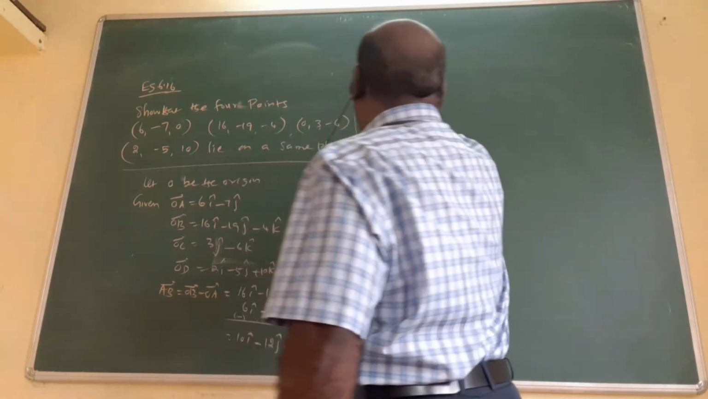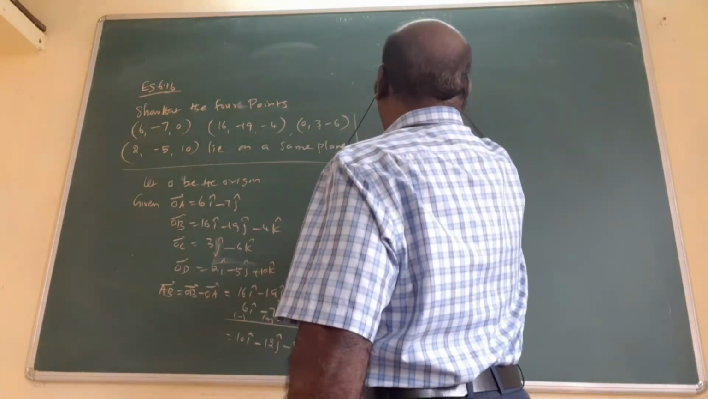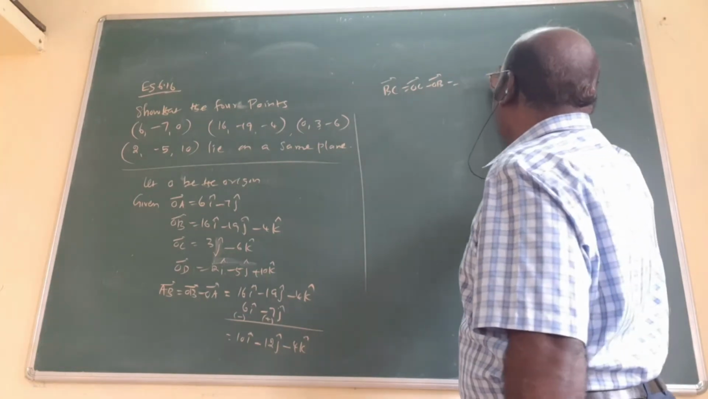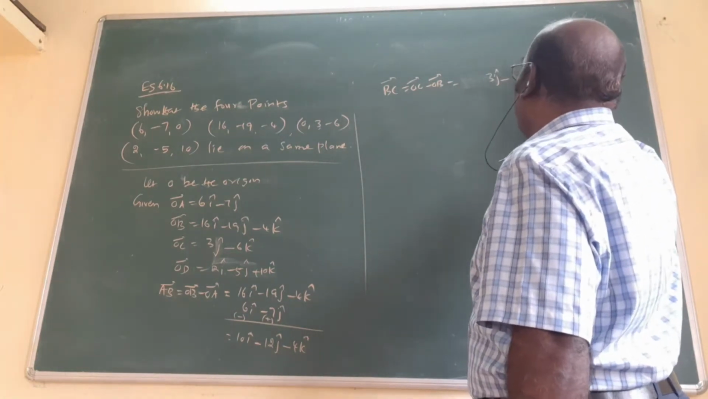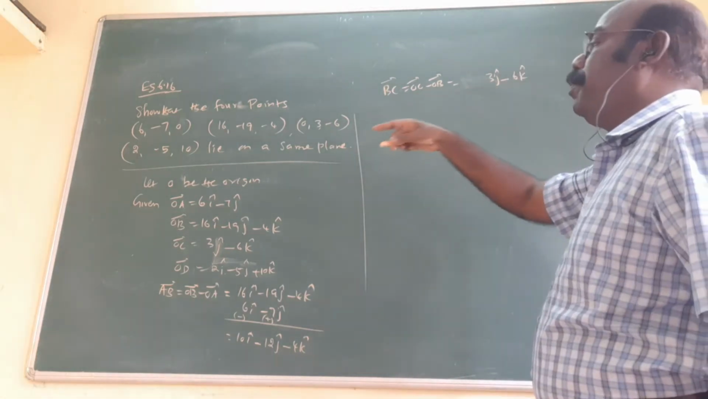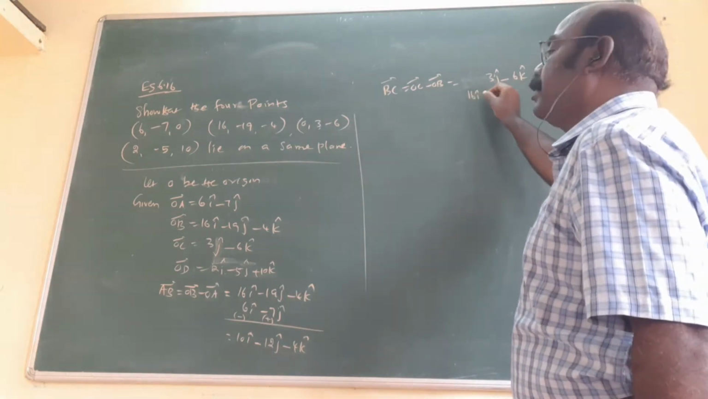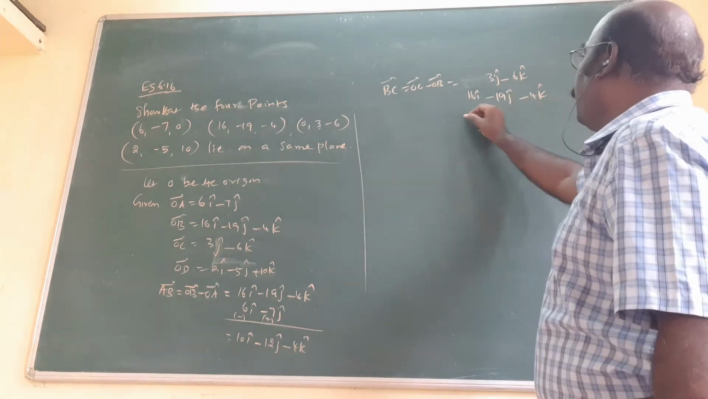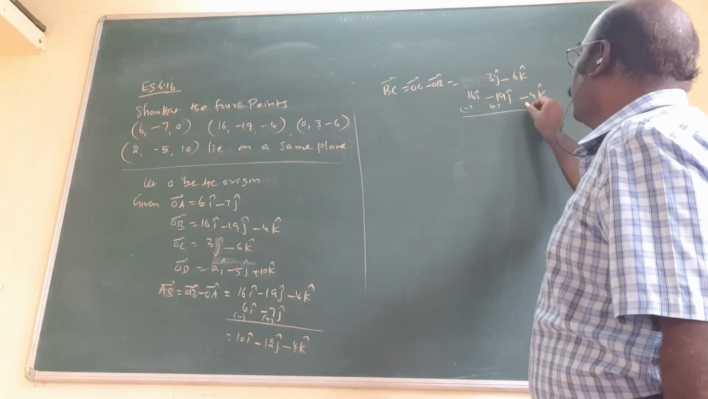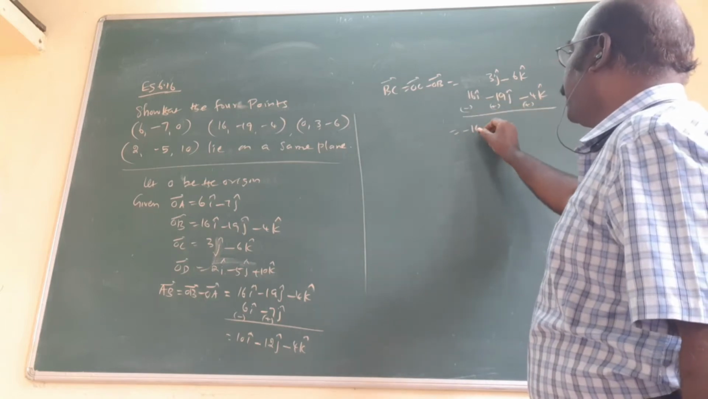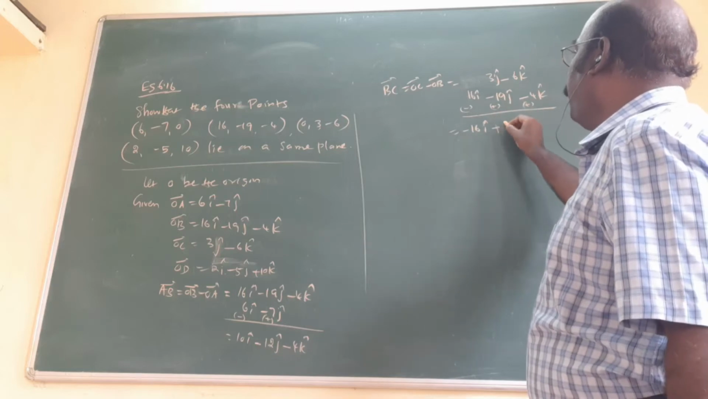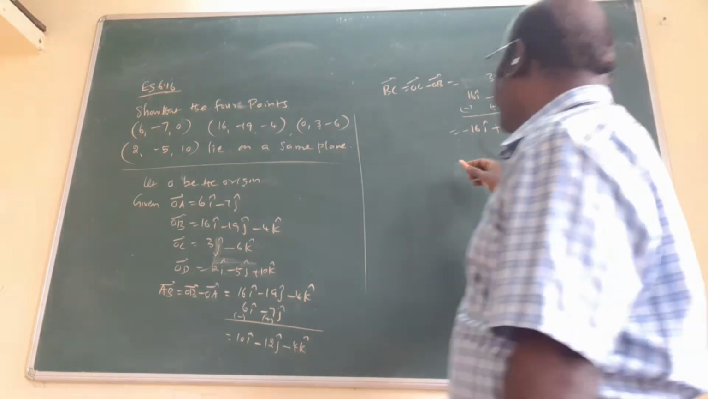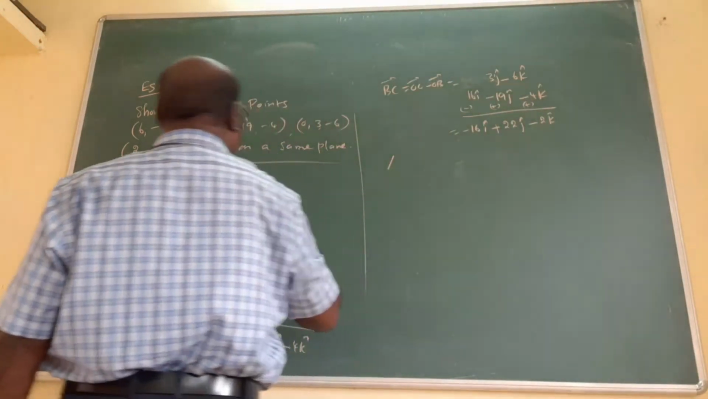Similarly, the BC vector equals OC minus OB. OC is what? 3j cap, 6k cap, no i. OB is what? 6i cap minus 19j cap minus 4k cap. Now change sign. What is the answer? Minus 6i cap plus 22j cap plus 10k cap. Again, AC vector.